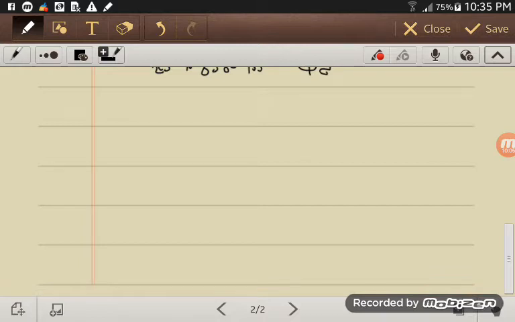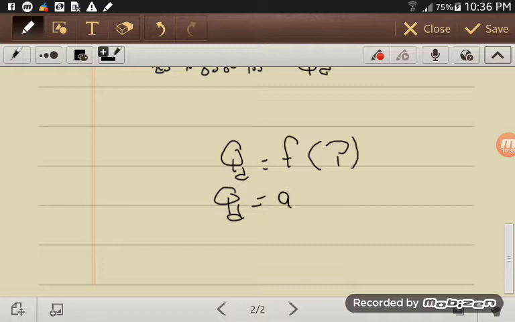Number 4, demand function. We can write the demand function in a mathematical form. QD is a function of, or depends on, P, where QD stands for quantity demanded, P is the price, and F means depends on. It can be written as QD equals A minus BP. The negative sign stands for the negative relationship between price and the quantity demanded.